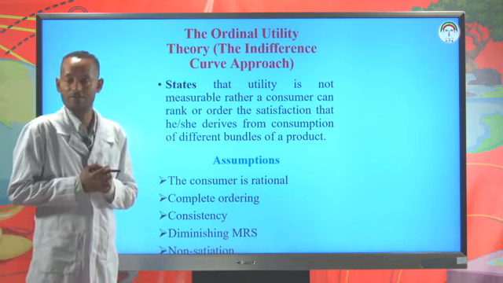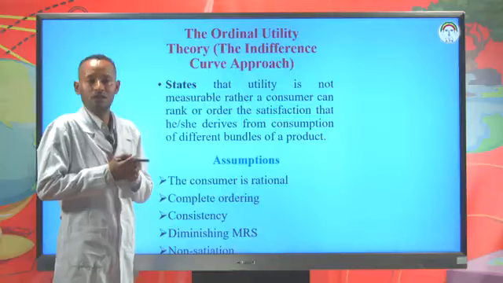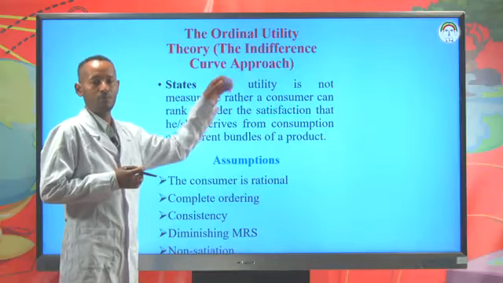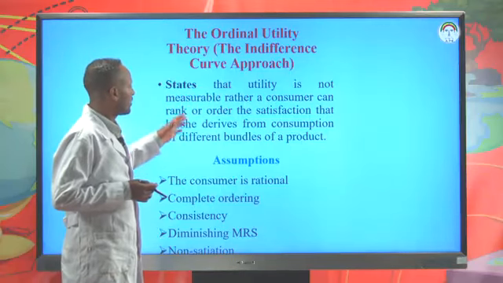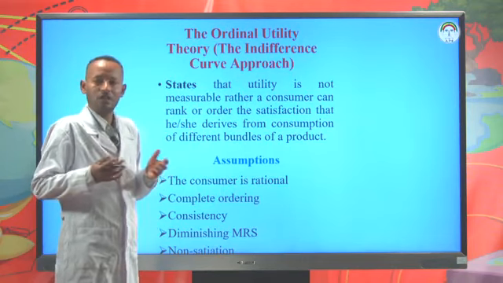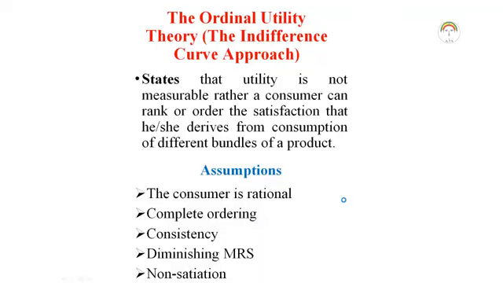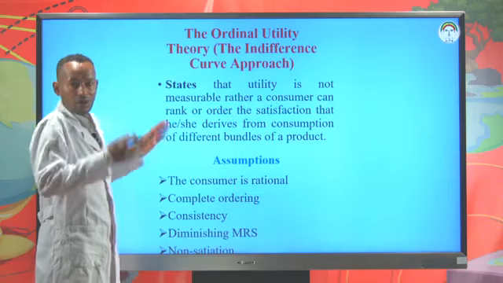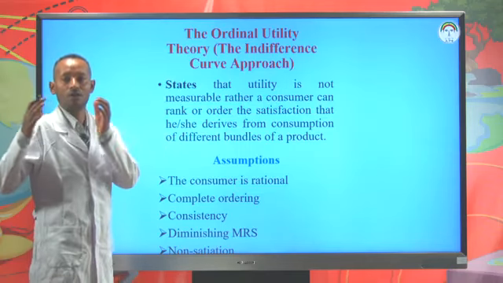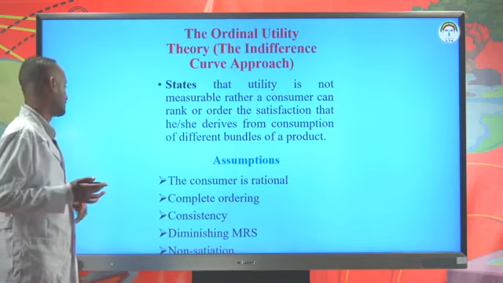In the previous revision, we saw the cardinal utility theory, which states that utility is measurable. Rather, under the ordinal utility theory approach, or the indifference curve approach, utility is not measurable. That means it is difficult to attach numbers to the satisfaction that we derive from consumption of goods and services. So utility is not measurable. Rather, a consumer can rank or order the satisfaction that is derived from consumption of goods and services.